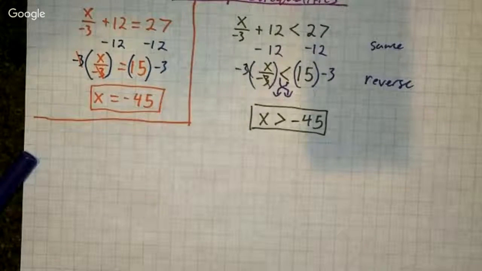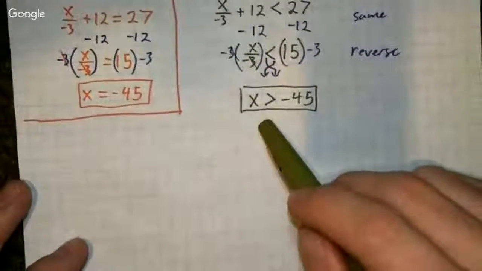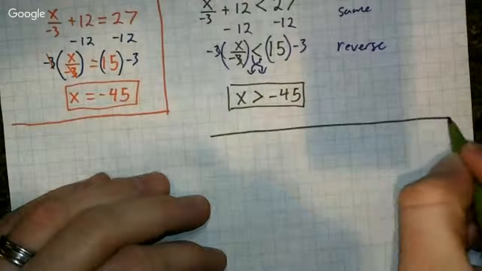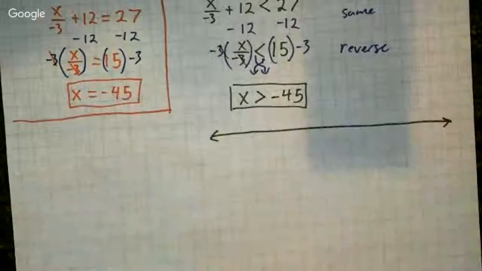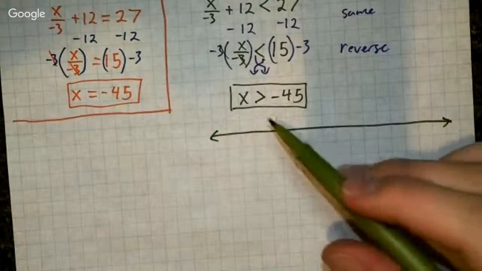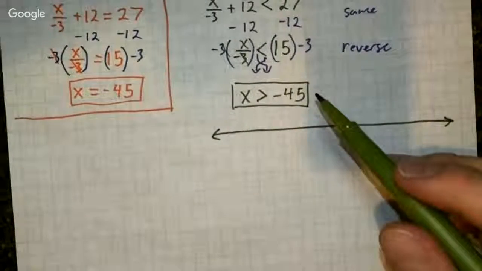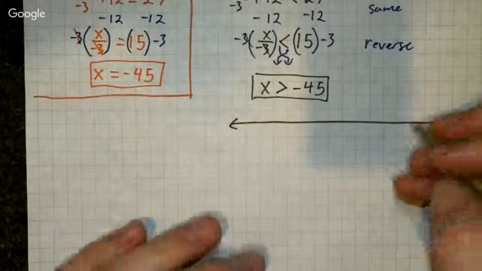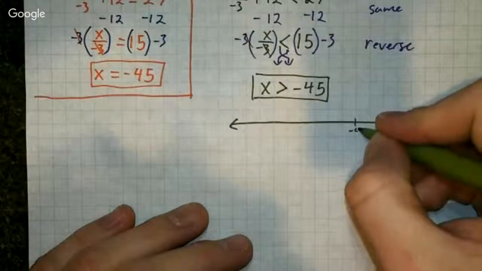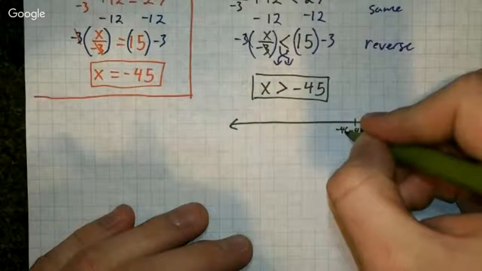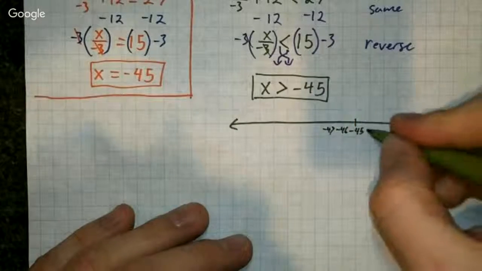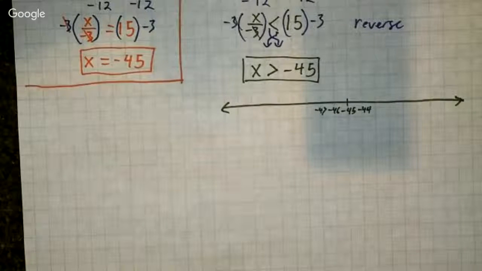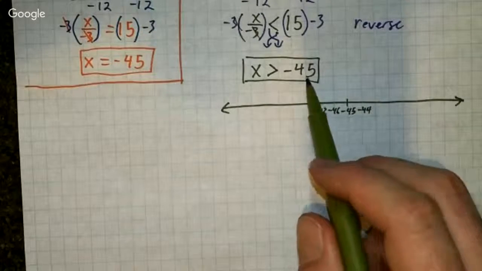Now, how do we write this answer? On a number line, remember, we need to be able to graph this. So looking at this, it says x is greater than negative 45. A solution is not negative 45. It does not include negative 45. So let's say right here is negative 45. This is negative 46. This is negative 47. This is negative 44. A solution would be everything greater than negative 45.